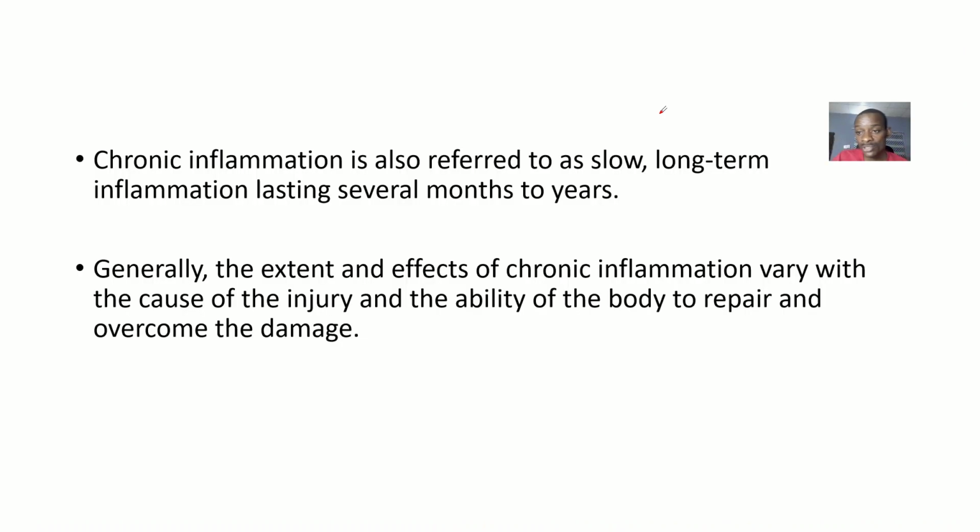So let's discuss how chronic inflammation will look by starting from the definition. Chronic inflammation is also referred to as what? A slow or long-term inflammation, which basically lasts several months to years. Generally, the extent and effect of chronic inflammation vary with the cause of injury and the ability of the body to repair and overcome damage. So any injury or inflammation solely depends on how strong your immune system is.